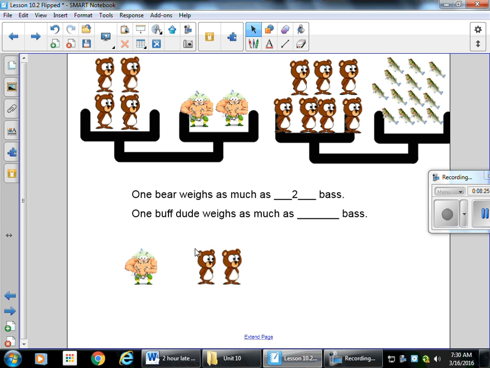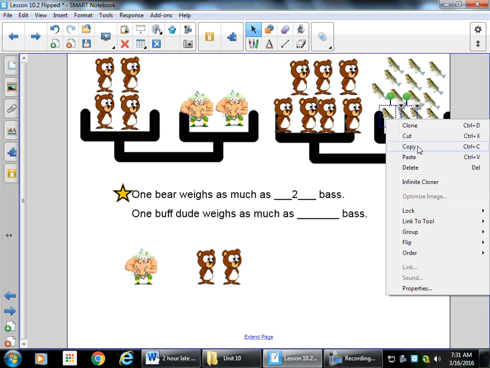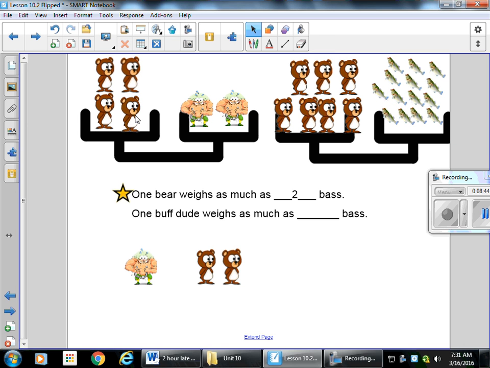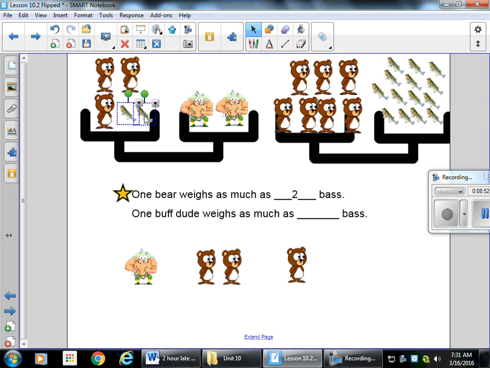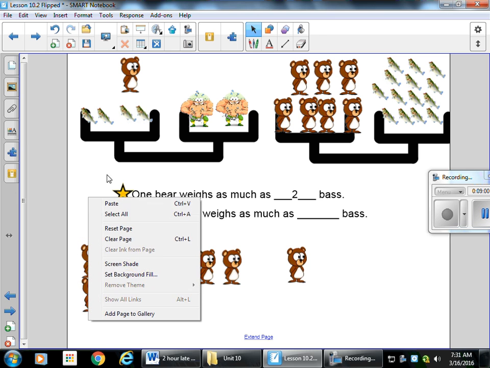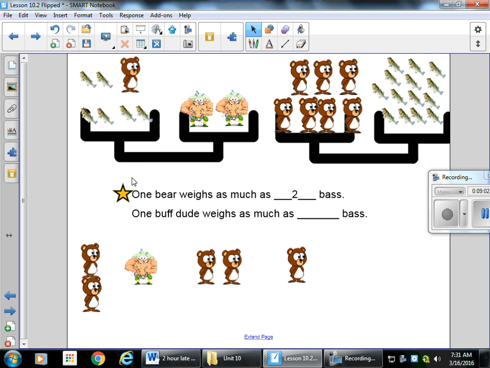Now what does 1 buff dude weigh in bass? Well, I'm going to take this knowledge right here, kids. This is where it kind of gets complicated, but it's really not too tricky. I know this information. So if 1 bear weighs the same as 2 bass, I'm going to take 2 of these bass, right? And I'm going to get rid of a bear. By getting rid of that bear, I'm putting in 2 bass for that bear's place because 1 bear weighs the same as 2 bass. Getting rid of this bear, putting these bass up here. This bear's gone.